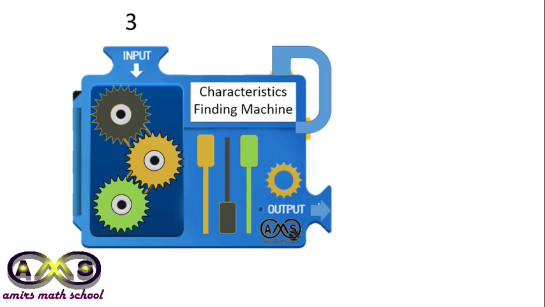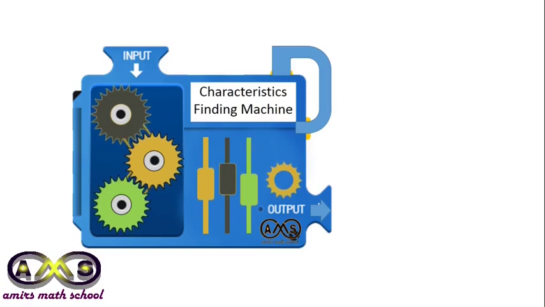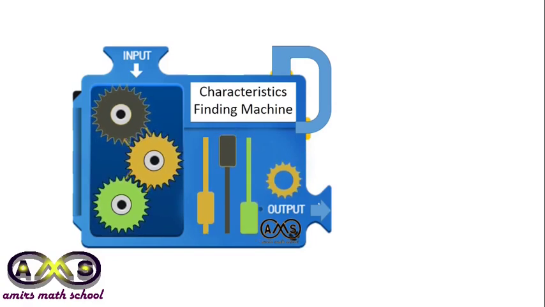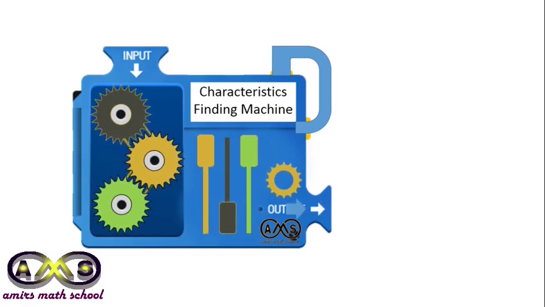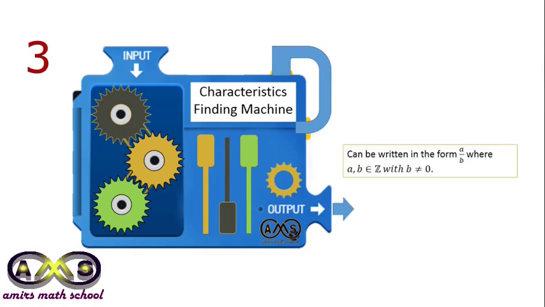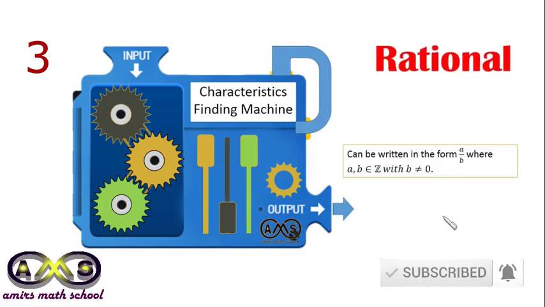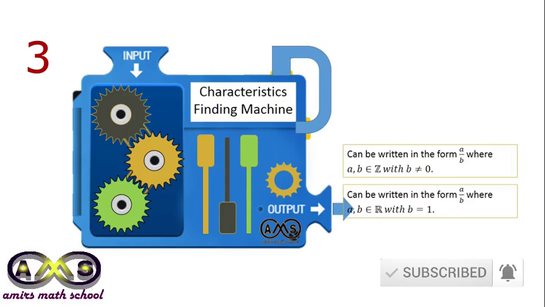Now we take 3 as input. After processing, this characteristics-finding machine gives us the first characteristic: it can be written in the form a by b, where a, b belong to Z and b is not equal to 0, which is the condition for a rational number. So we can say that our number is rational. It can also be written in the form a by b, where a, b belong to real numbers with b equal to 1.